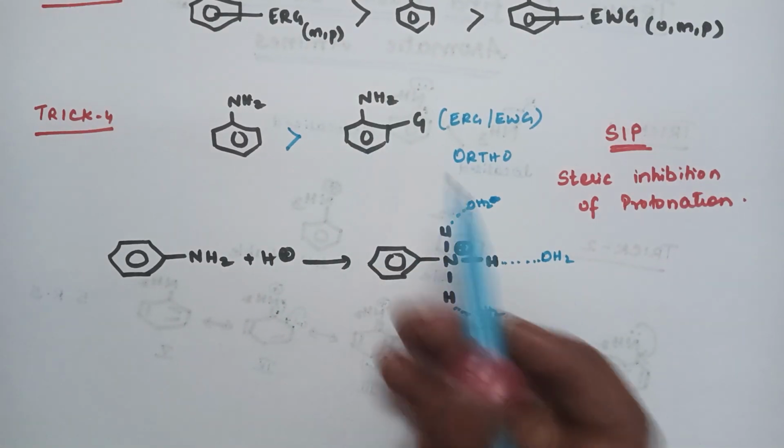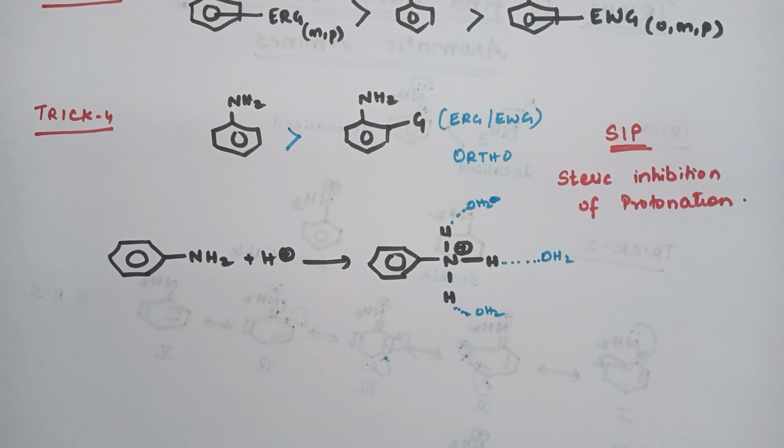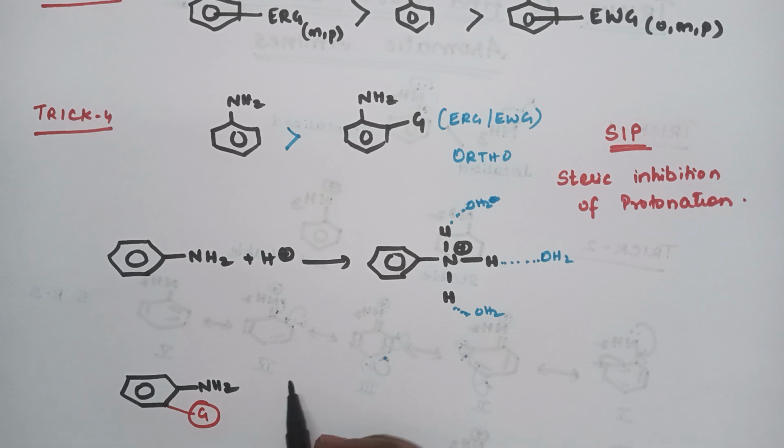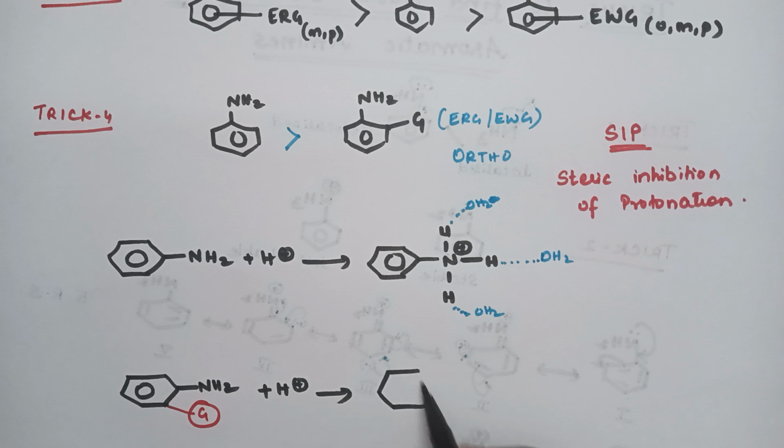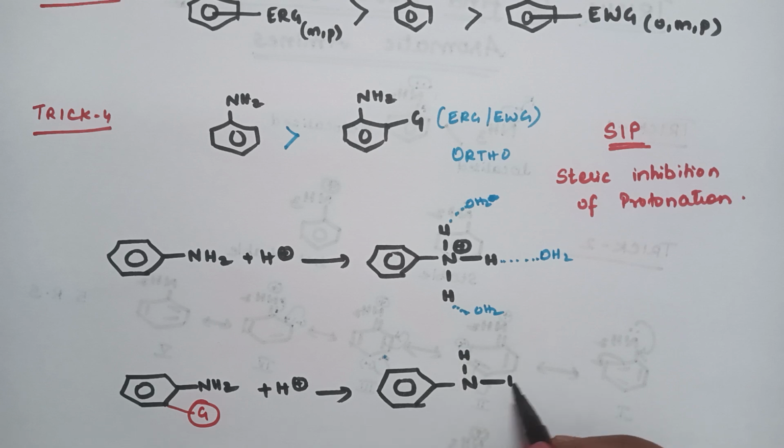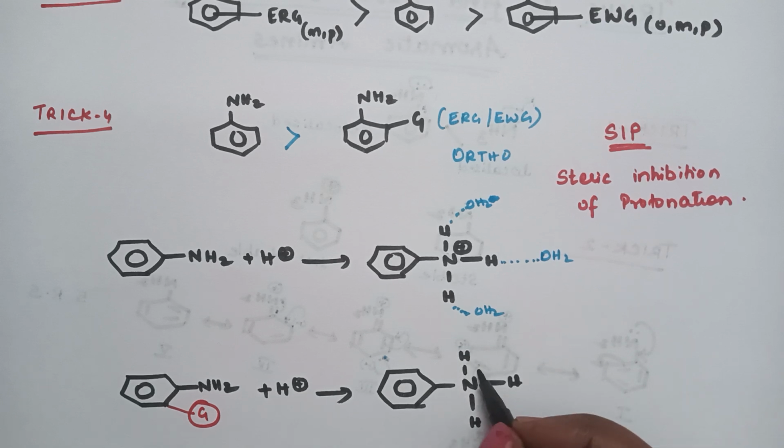So let us take this one now. That is ortho substituted aniline, and here there is an ortho group. So let it be an electron donating group or electron withdrawing group. First we are doing protonation. So you will get NHHH with a positive sign, and then there is a bulky group at the ortho position.